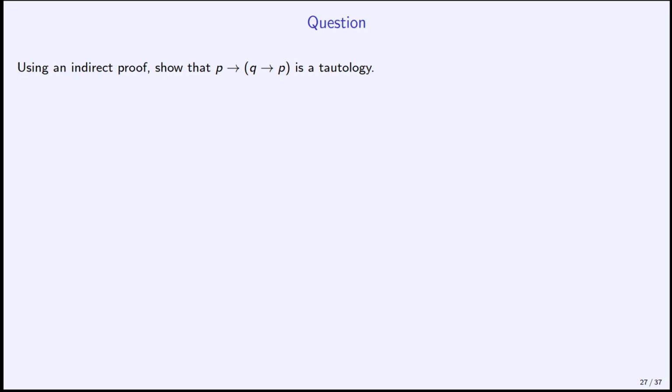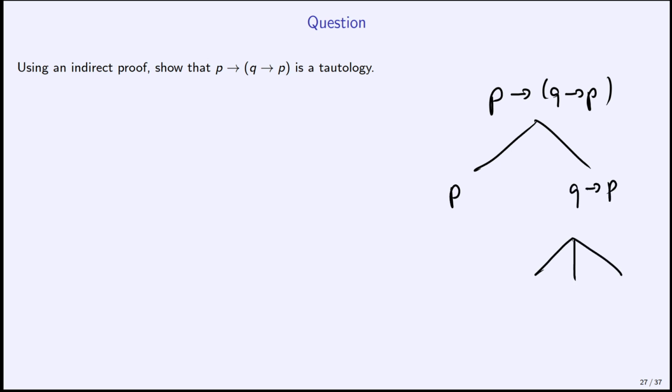So I want you to try this example on your own, showing that P arrow Q arrow P is a tautology. So pause the video, try it, and I will go through the solution right now. So first, I want to do the same thing I did before. I want to do a truth tree first. I want to talk through it with the truth tree, and then I will talk through it with the actual proof itself in words.